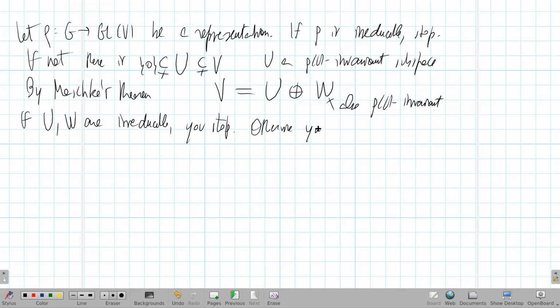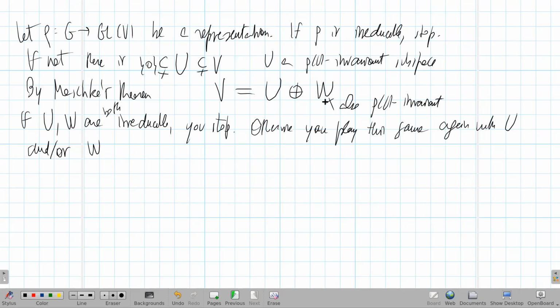You play again this game. This is a case in which "and/or" is correct, because if U and V are both irreducible, you have written V as a sum of 2 irreducible things. Otherwise, one of the two wouldn't be irreducible, and you split it, keep splitting it.